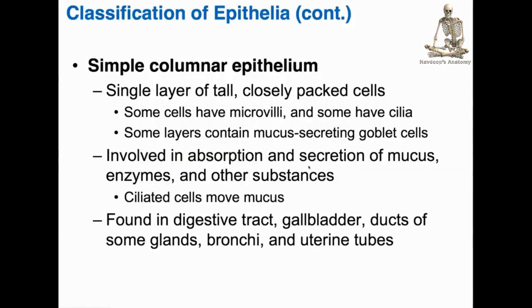Also talking about the simple columnar epithelium, it is a single layer of tall closely packed cells, and some of these cells, as we discussed earlier, have microvilli, and some have cilia, and some layers contain the mucus-secreting goblet cells, which you might have studied in your cell chapter also, and I think in the skin chapter also. And generally, when we are talking about the functions of these cells, they are involved in the absorption and secretion of mucus, enzymes, and other substances. And cilia, as we discussed earlier, which are present on the apical layer of these cells, help in movement of the mucus, and it is mainly found in the digestive tract, gallbladder, ducts of some glands, and bronchi, and the uterine tube.